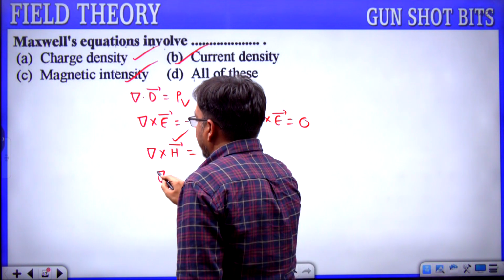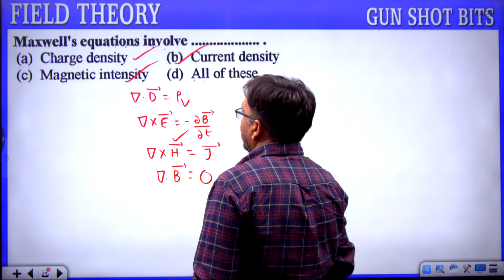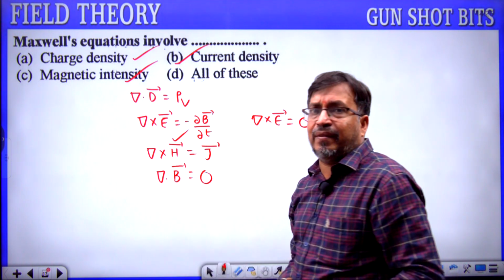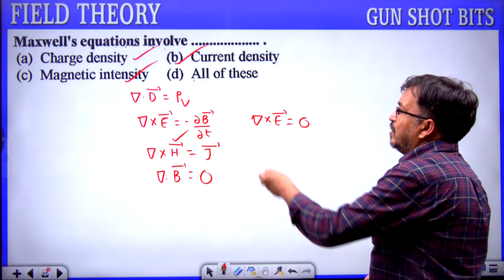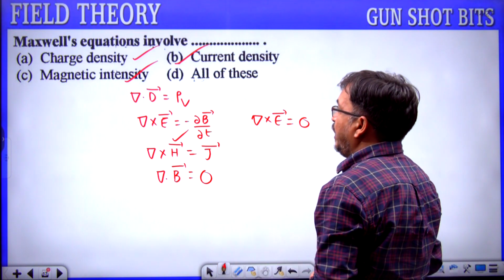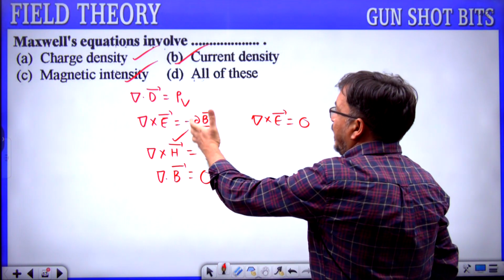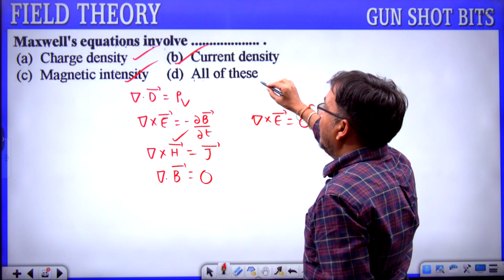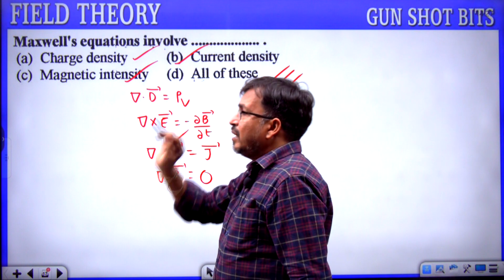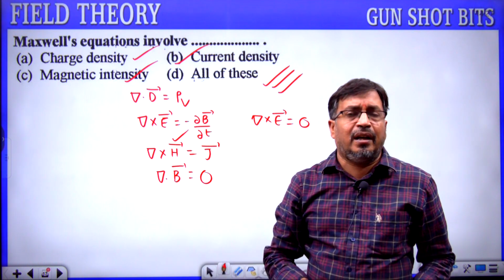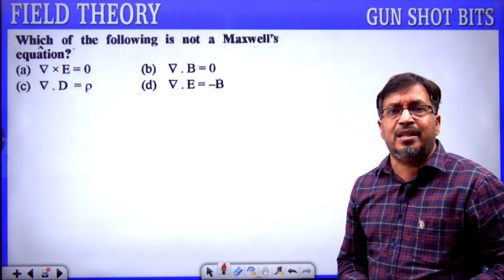And the fourth equation is divergence of B equals 0. So all these are Maxwell's equations. Here Maxwell's equations involve charge density, that is rho V, current density, that is J, and magnetic intensity, that is H. So all of these is the correct answer. Option D is the answer.